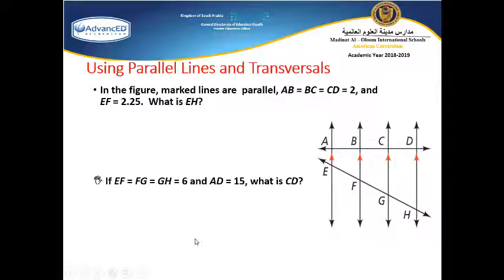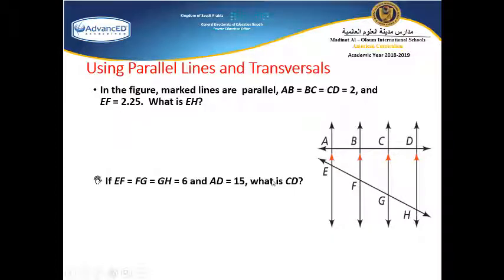Let's solve this question. In the figure, marked lines are parallel. We have parallel lines AE parallel to BF, parallel to CG, parallel to DH. If we know that AB equals BC equals CD, here we have congruent segments, according to our theorem, then the other segments created by this transversal are also congruent. EF congruent to FG, congruent to GH.